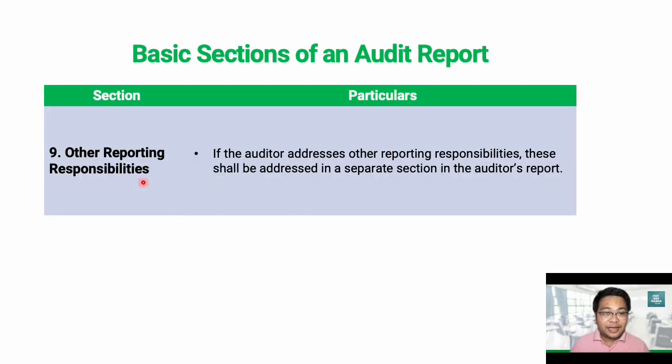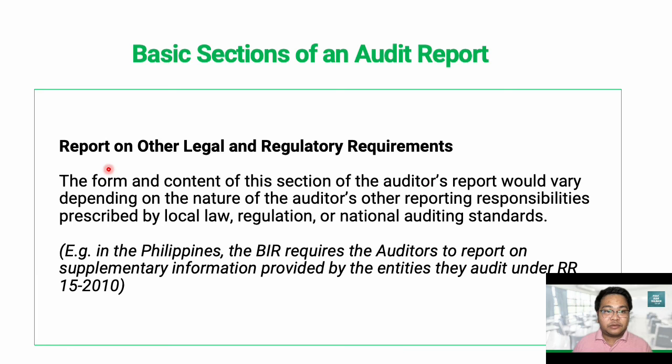So the next section is the other reporting responsibility section. If we have other reporting responsibilities, like here in the Philippines, with respect to the requirements of the BIR, then we have to address it in a separate section of our audit report. So this is how it will look. We have a report on other legal and regulatory requirements. For example, in the Philippines, the BIR requires auditors to report on supplementary information provided by entities that we audit under Revenue Regulation 15-2010. We shall see this later in our example.